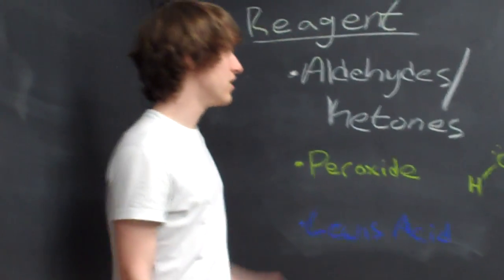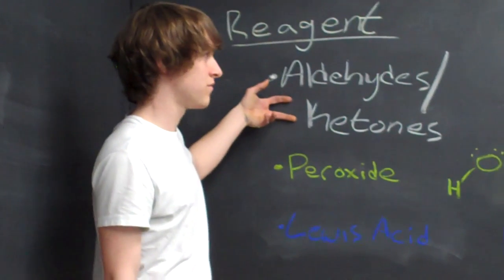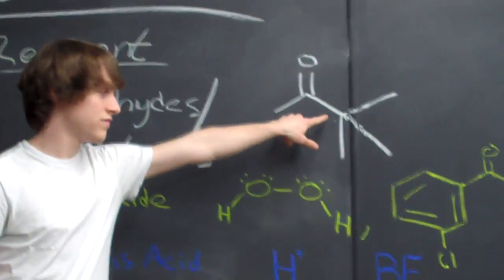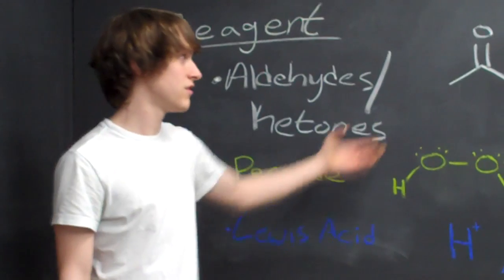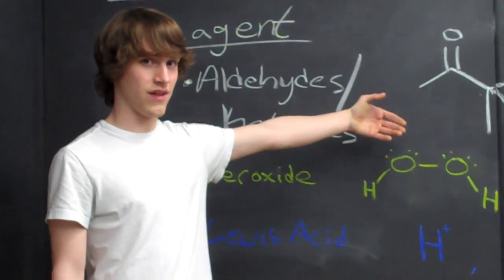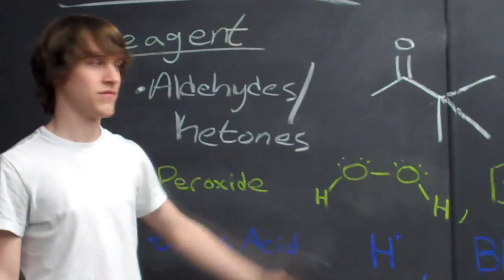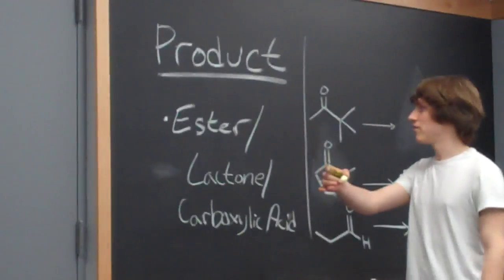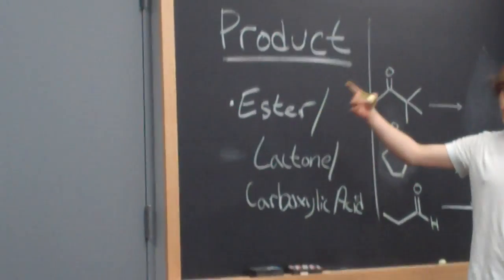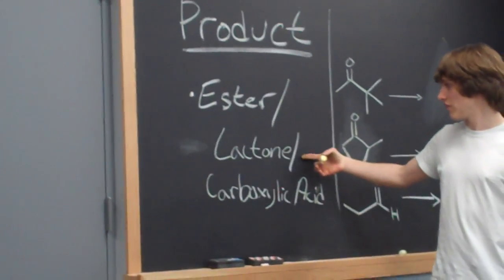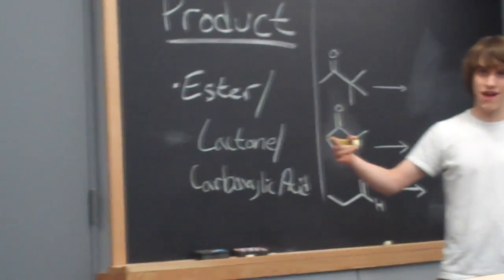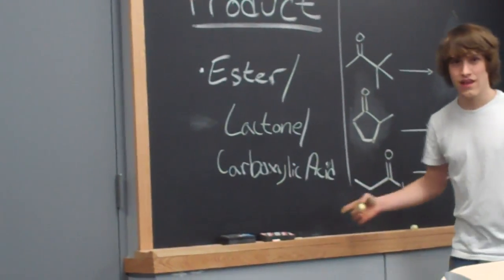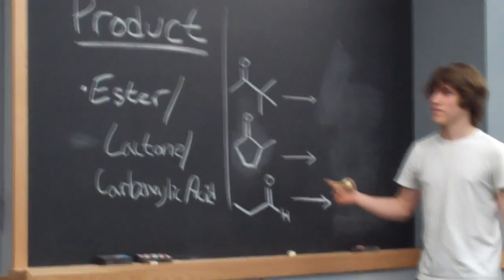Now what this reaction does is it takes an aldehyde or ketone and on an alpha carbon installs an oxygen and turns a ketone or an aldehyde into an ester. Now if we come over to the product board, we can see that if we start with a ketone, we'll get an ester. If we start with a cyclic ketone, you'll get a lactone. And if we start with an aldehyde, we get a carboxylic acid. Now I have examples of all of these here.